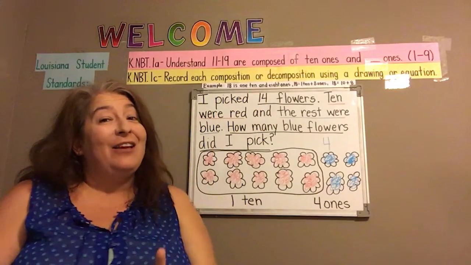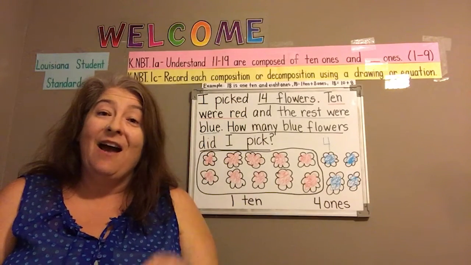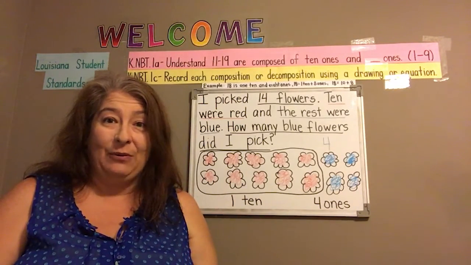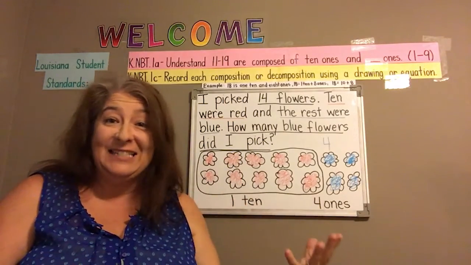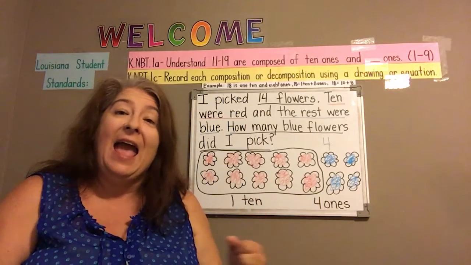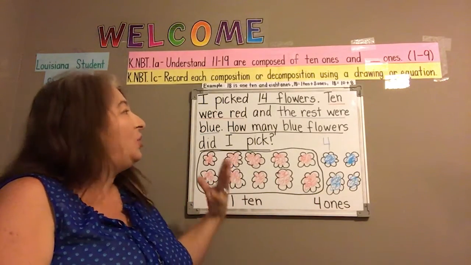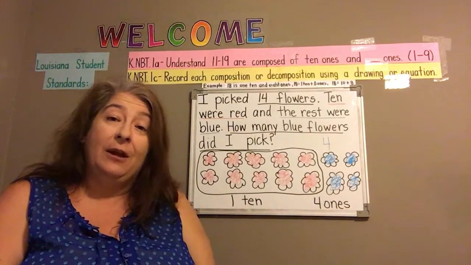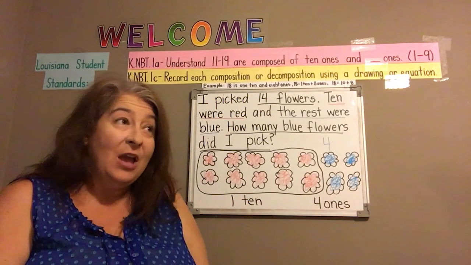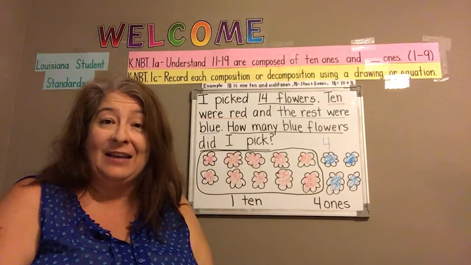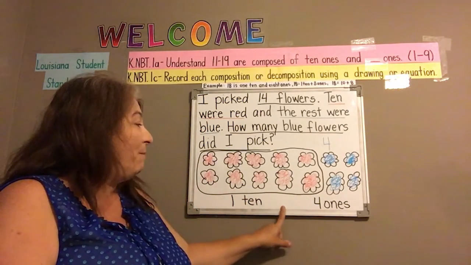Now, my challenge for you this week is to find another teen number, that's any number from 11 to 19. Find any number that's greater than 10 from 11 to 19. And I want you to see if you can model that using flowers or using a different picture, whatever you would like to do. You could use eggs, you could draw tigers or bears, whatever you would like to do. But I'd like to see you model that.